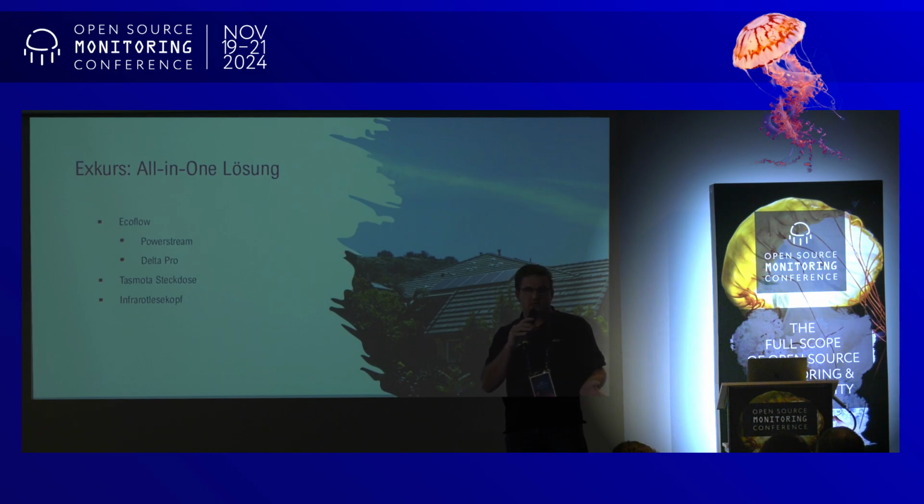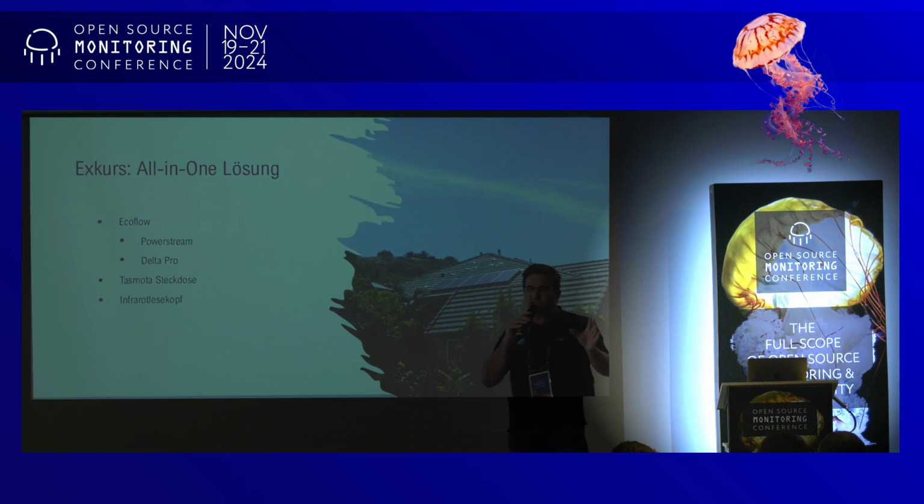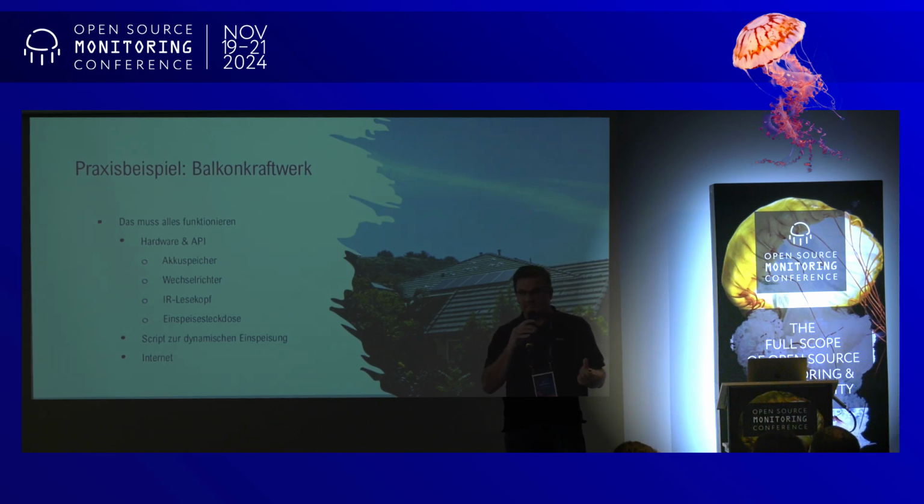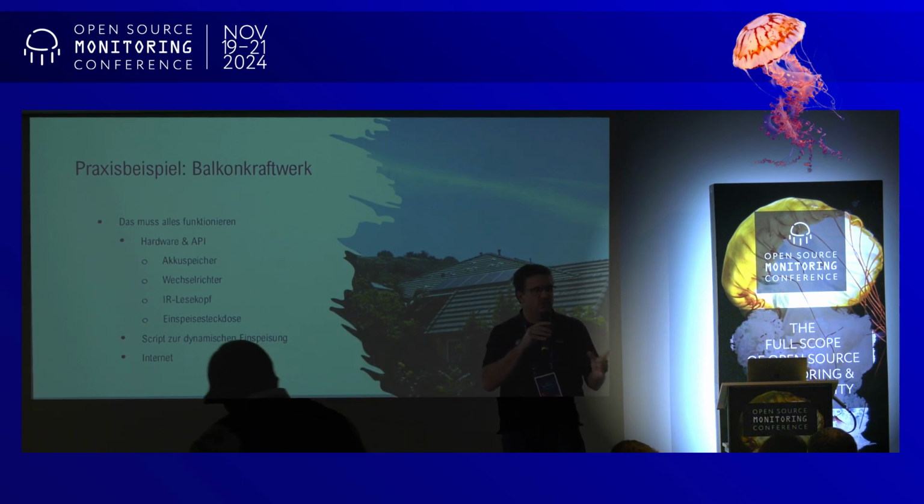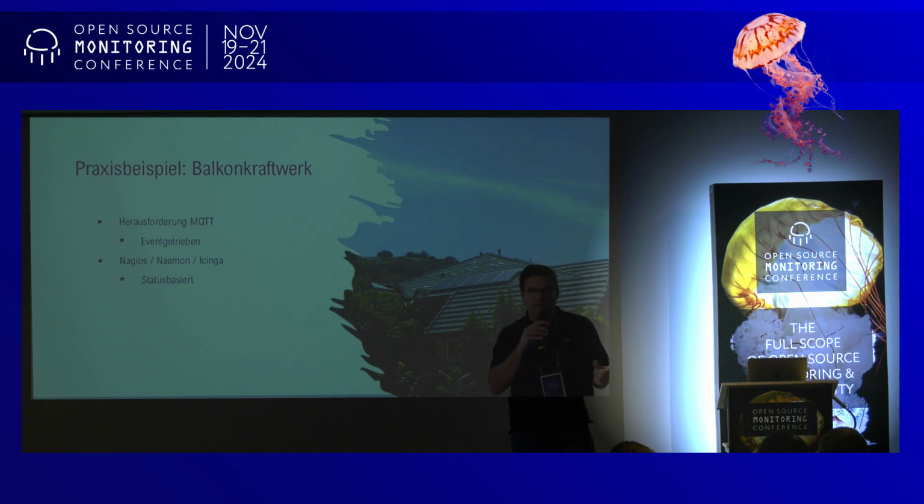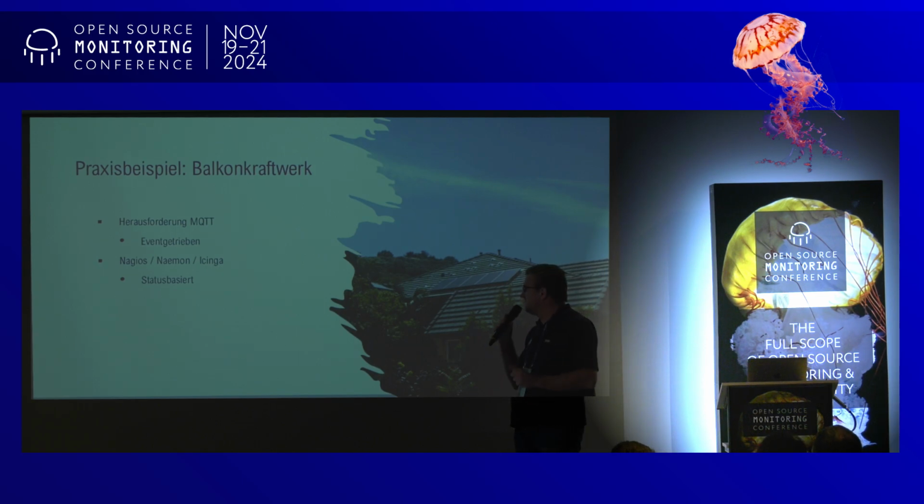So I have a fully functional balcony power plant. And this is not that easy, because I have something that reads the watts from the provider, and then I have to exchange all of it and push it to the inverter. Sorry for that. But everything must work in this case. So I have the hardware, and I have APIs to connect and change the values, the watts. And it's not that easy because everything is MQTT, and MQTT is event-driven, but I need to get it into Nagios, Naemon, or Icinga, and these are status-based. So I have to adapt from event-driven to status-based. It's not that easy.